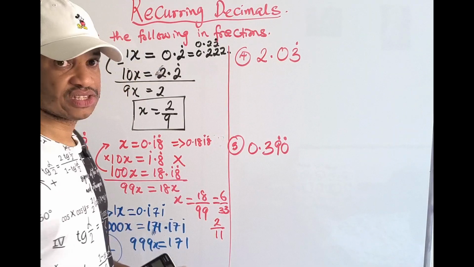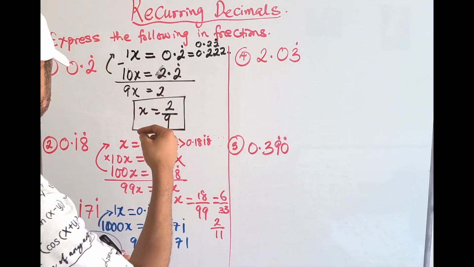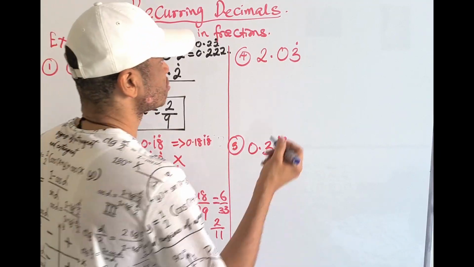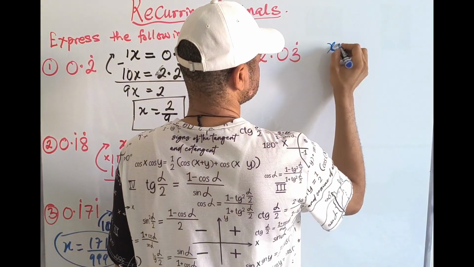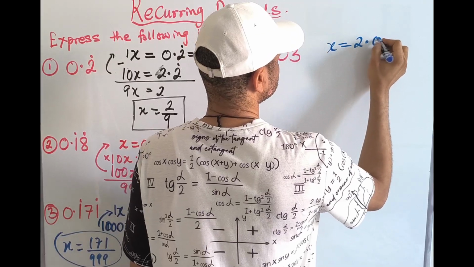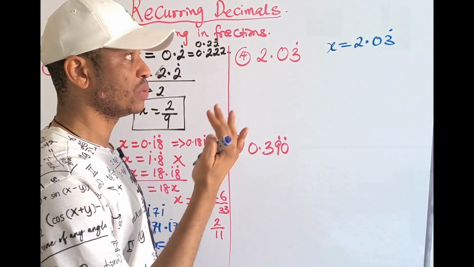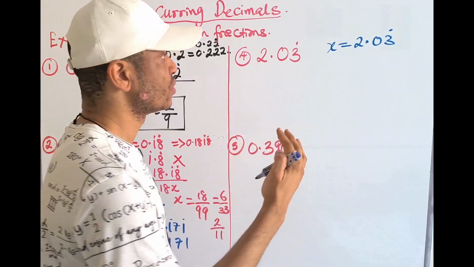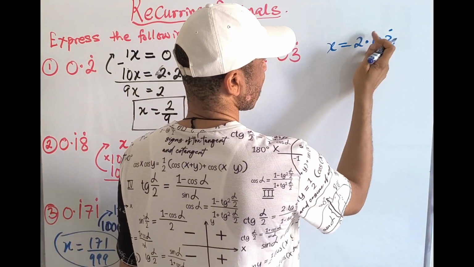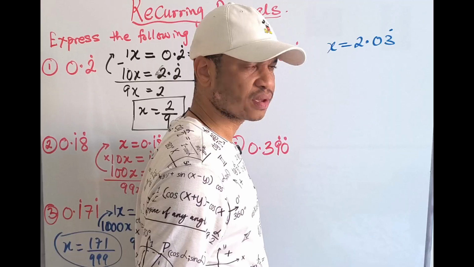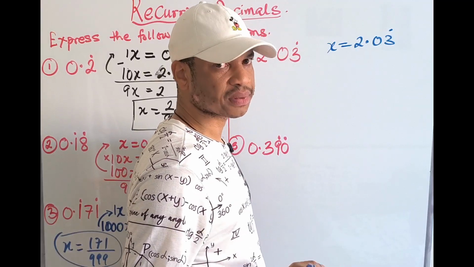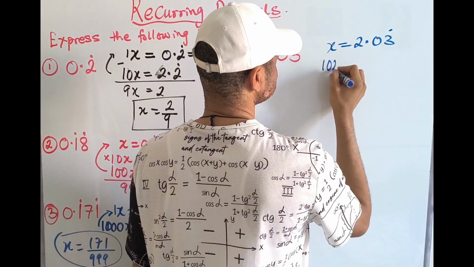Okay, now let's see this one. I think it's almost the same thing. We can also make this x equal to 2.03 recurring. Same thing applies. I have to make sure that the recurring is separated. So can I multiply by 10? Yes, I can multiply by 10. So 10x, because that will separate it.